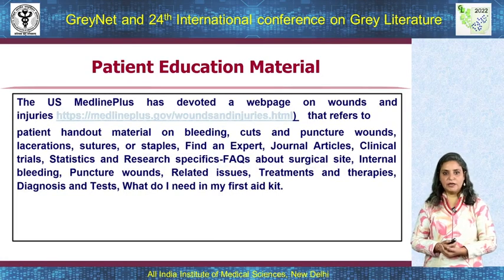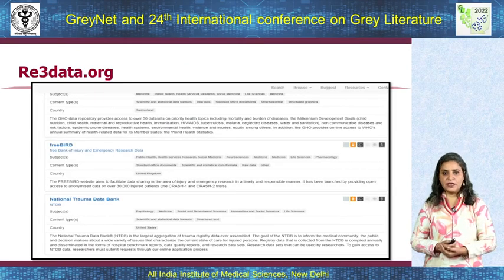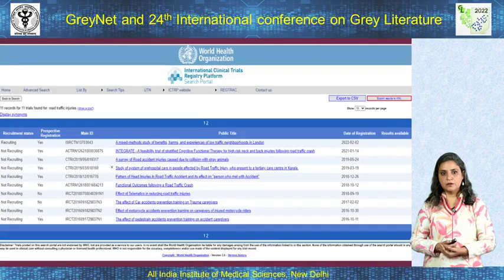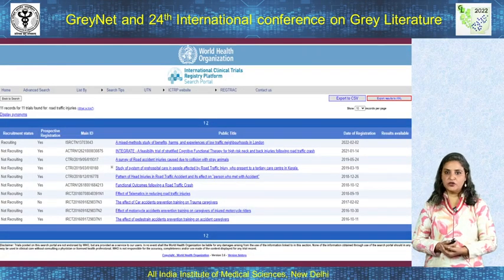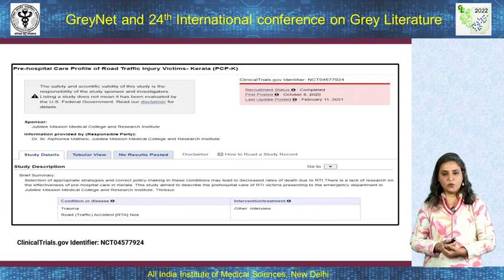This is again MedlinePlus, where they have provided patient education material. This is a site from Europe, OpenAIRE, where they provide data as well as research publications from Europe. This is again a data repository. This is the World Health Organization clinical trials registry platform. As you can see, there are a number of clinical trials on road traffic injuries. This is one particular clinical trial from India that we were able to find from clinicaltrials.gov.